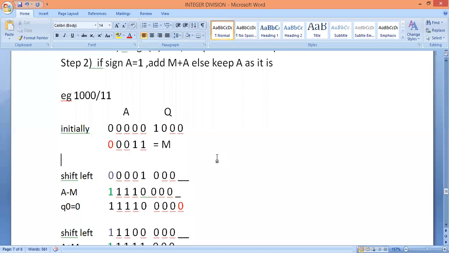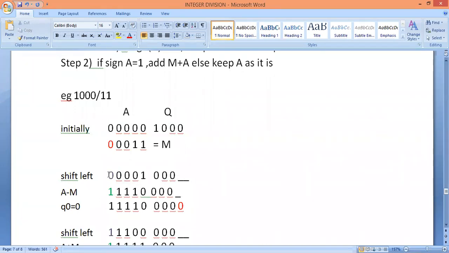Okay. Now what is the first thing over here? First thing is that you have to check what is the most significant bit of A. Initially, I will check the most significant bit of A. It is 0. So if the most significant bit of A is 0, what you have to do? First thing is that we have to shift left. So I am shifting A and Q left. After shifting it left, I get this answer: 0 0 0 0 1 0 0 0.